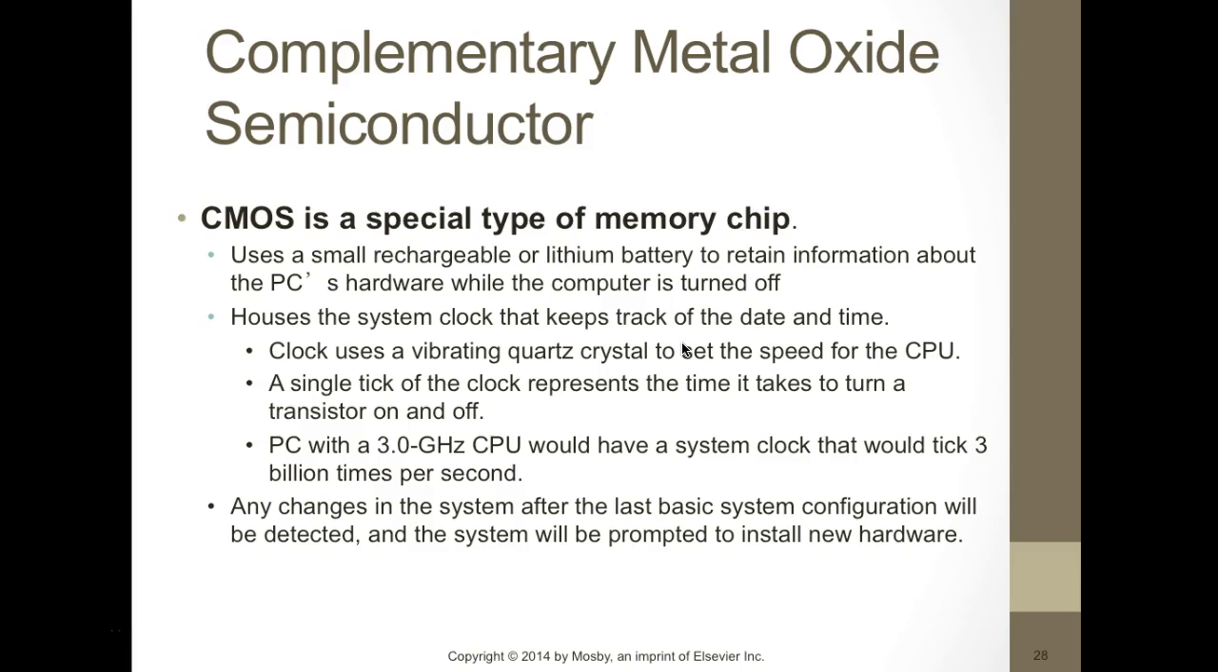The clock uses a vibrating quartz crystal that sets the speed of the CPU. A single tick of the clock represents the time it takes to turn a transistor on and off. So a PC with a 3 gigahertz CPU would have a system clock that would tick 3 billion times per second. Any changes in the system after the last basic system configuration will be detected, and the system will prompt you to install new hardware.